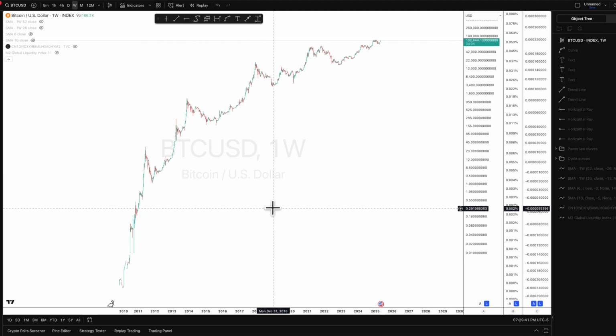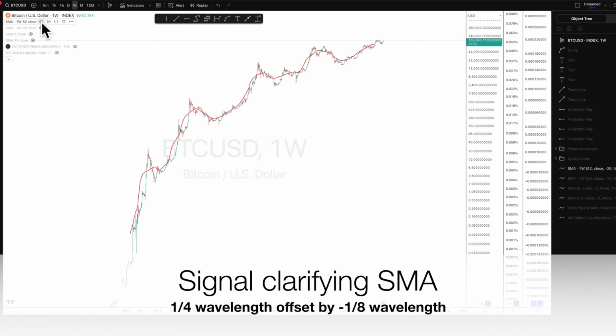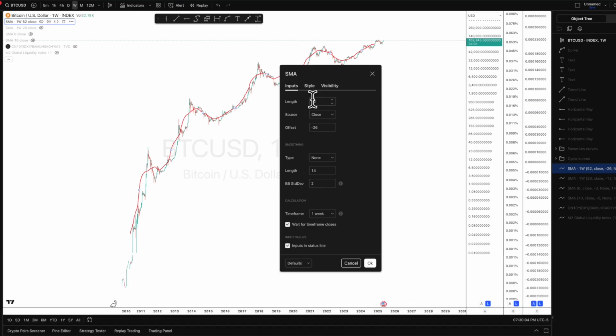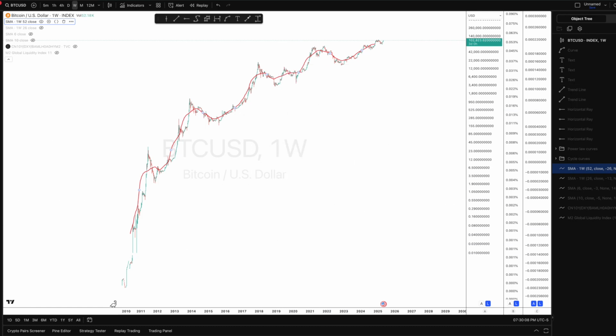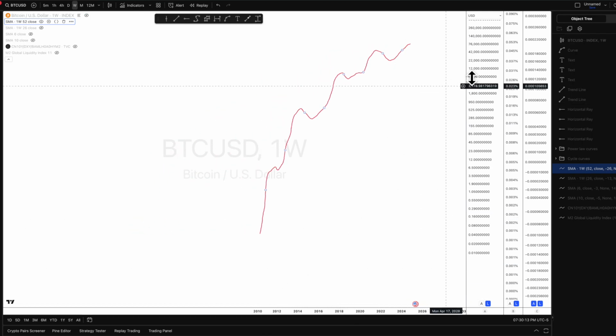So then what we do is we take a signal clarifying simple moving average, which is 1/4 of the cycle length, 52 weeks, and then offset by negative 1/8 of the cycle length, so 26 weeks. So that's our signal that gives us the smoothest looking cycle curve that we can get.